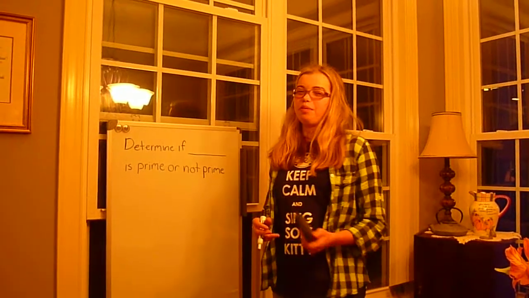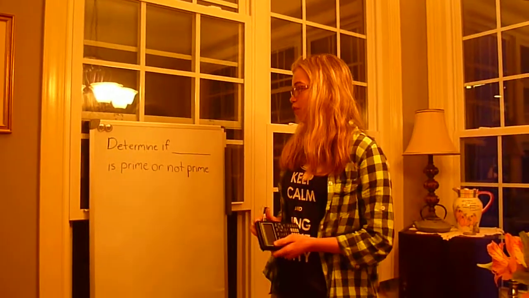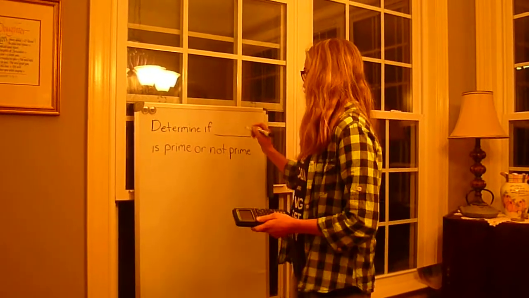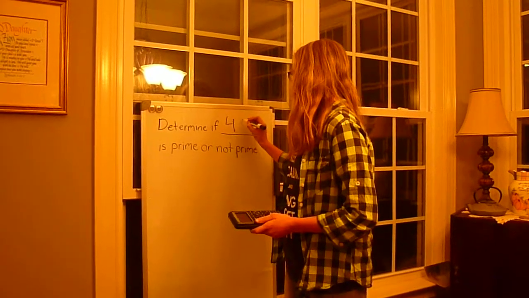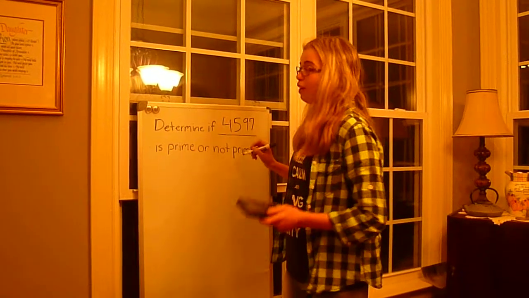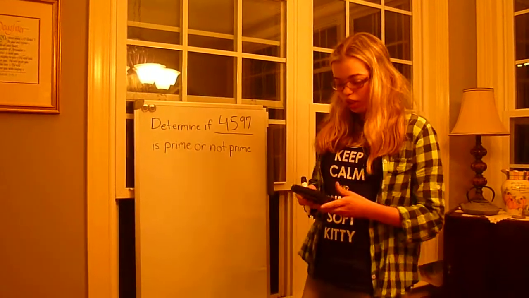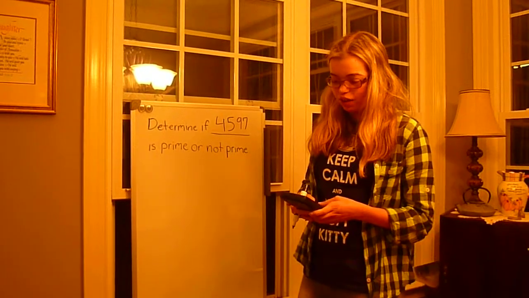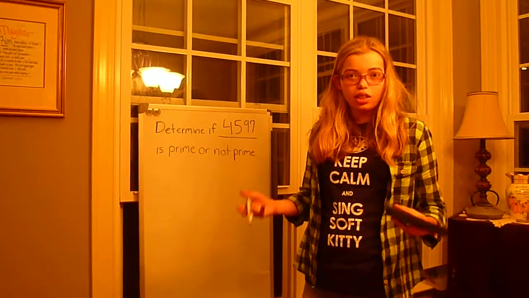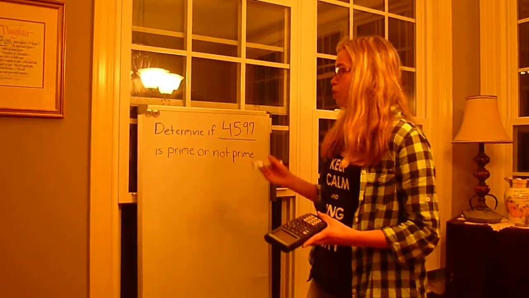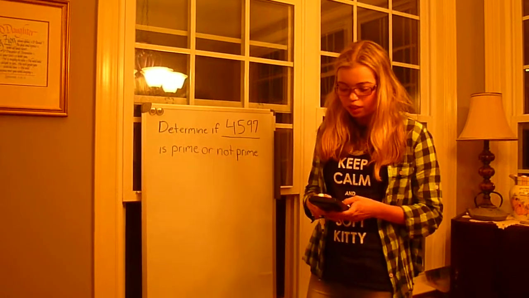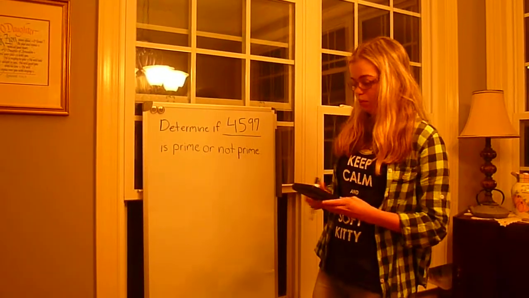Okay, so for my portion of the first video for my prime number, I've picked 4,597. So we're going to determine if 4,597 is prime. So we're going to divide 4,597 by 1. And it still is equal to 4,597. So we really can't use that because 1 goes into everything. So we'll do 4,597 divided by 2.